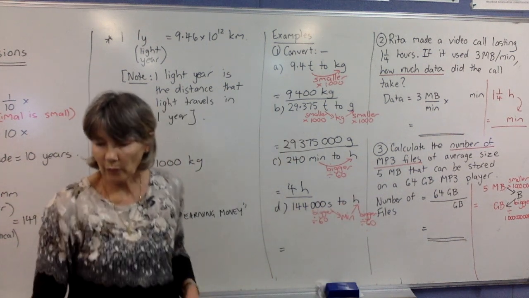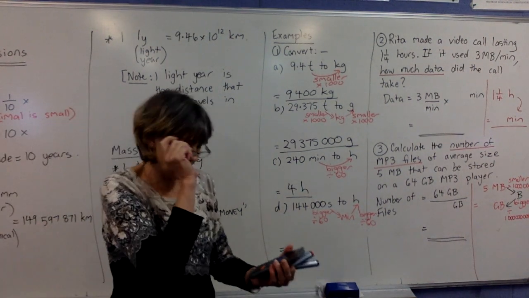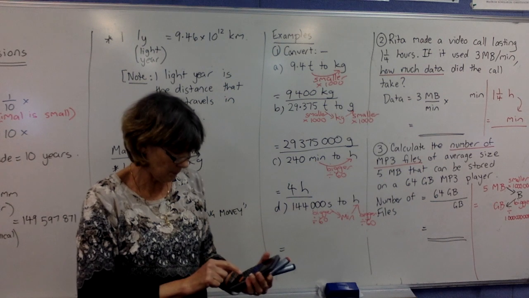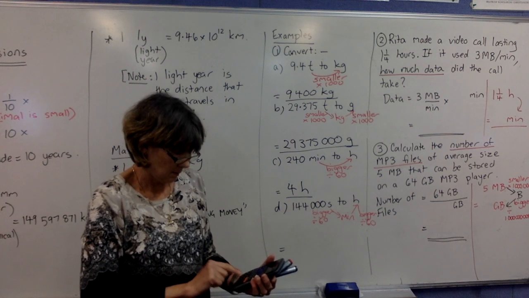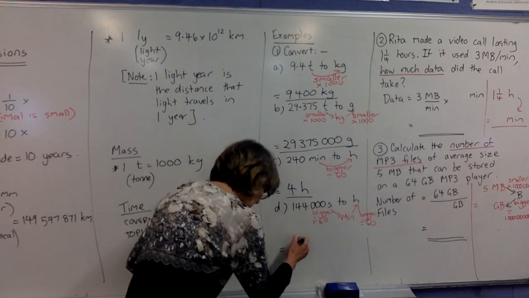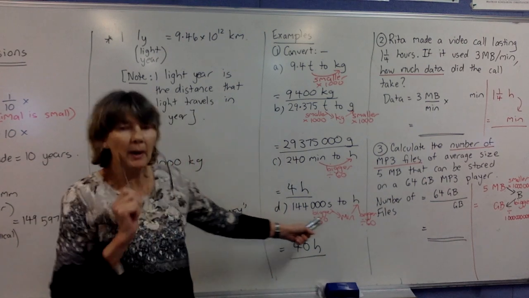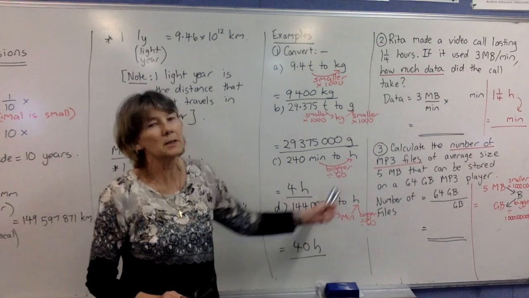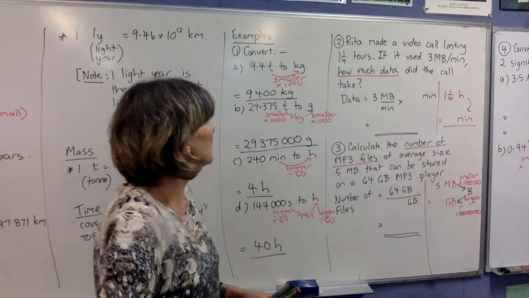So we do 144,000 divided by 60 divided by 60. And we get 40. So the answer is 40 hours. Notice we are not dividing by 120. We're dividing by 60, dividing by 60. Okay, so in the next question.